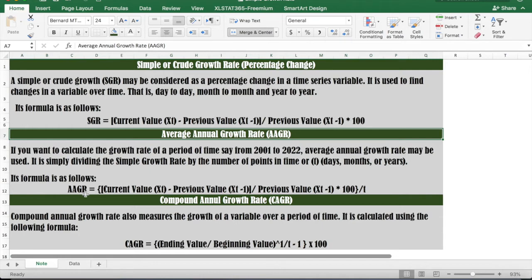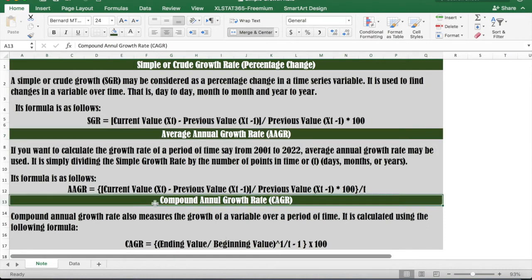The average annual growth rate is equal to the simple growth rate divided by the number of points in time or t. So this part of the formula is the same as before. We just divided the simple growth rate by t, which will let us know how much the variable has increased or decreased or changed in each period of time on an average basis.